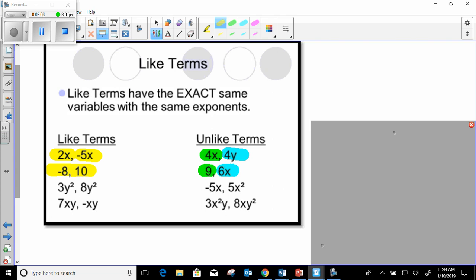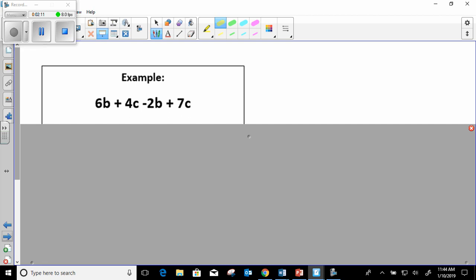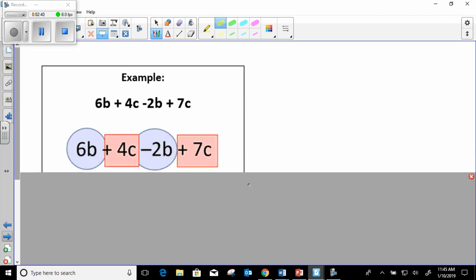Okay, again, pause the video if you need to have time to copy all of those down. All right, next slide. For this one, I'm going to give you an example. Now, again, think of your fruit. So we have B, we could think of blueberries, and the C, maybe cantaloupe. So we want to combine your blueberries and then your cantaloupe. What I always like to do is circle my like terms in different colors. So what you could do, if you notice down below, I've already done that for you.